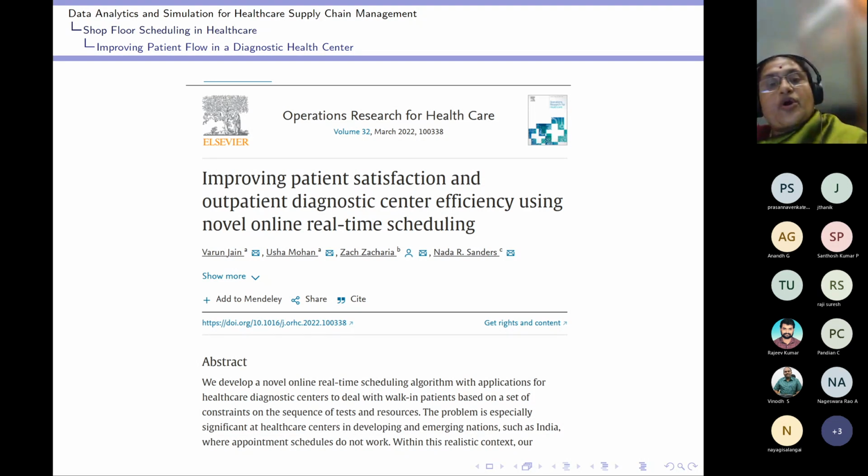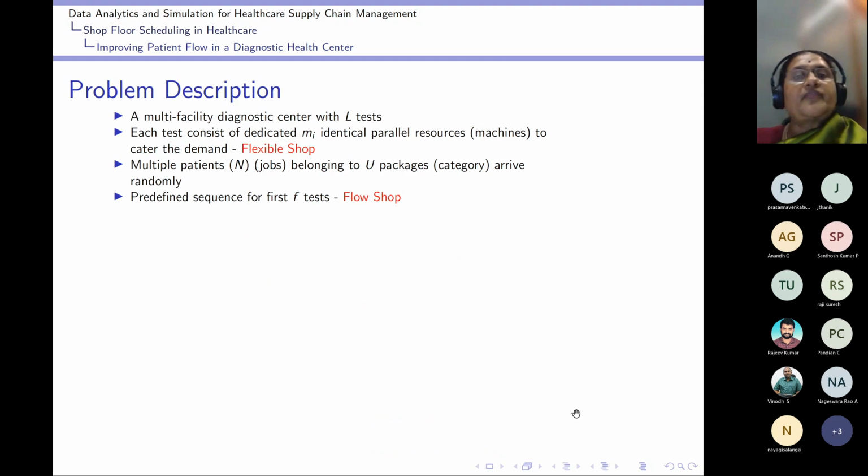So what is this online scheduling problem? In this problem, I have a multi-facility diagnostic center with L tests. By a test, I could mean a blood test, a treadmill, an ultrasound scan, X-ray, or mammogram, and not all patients need to have everything. Each test consists of Mi identical parallel resources.